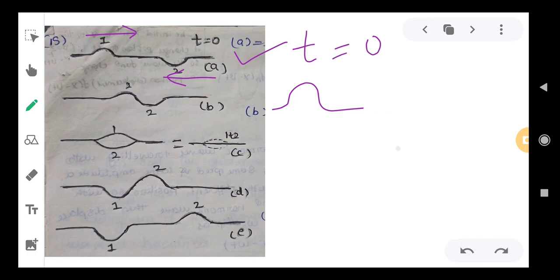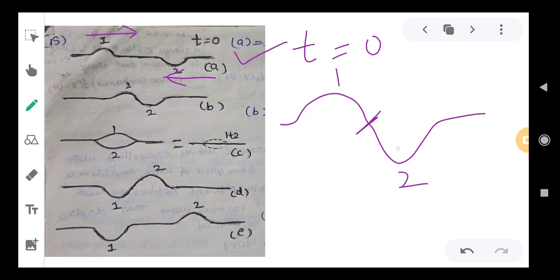Next, when it is slowly moving, this pulse also starts moving after a certain time. Next, in one position, the first wave pulse meets the second wave pulse. First one, second one, both meet at a certain point, and it is according to the diagram B.